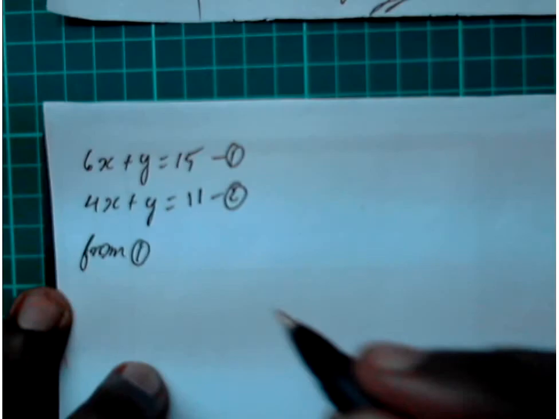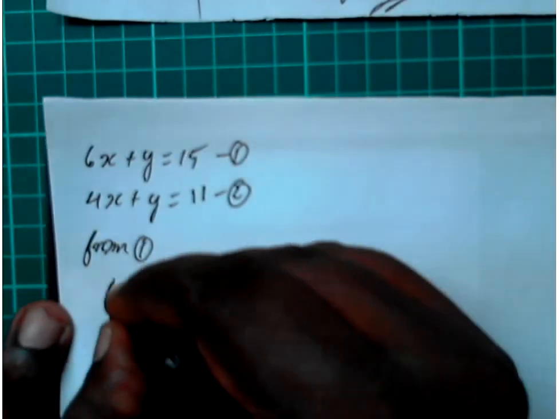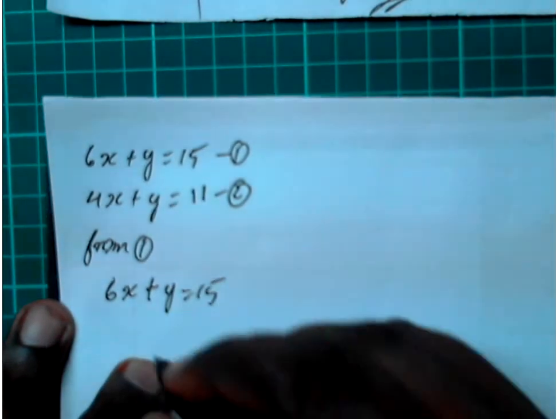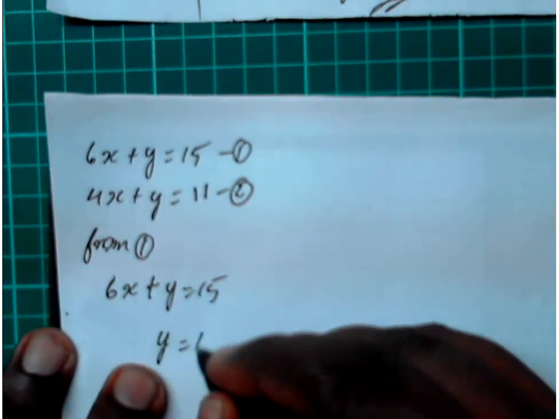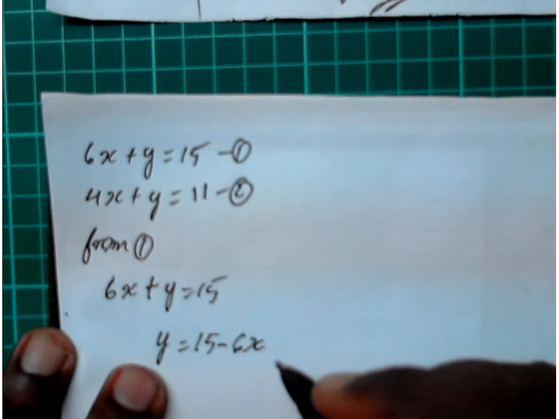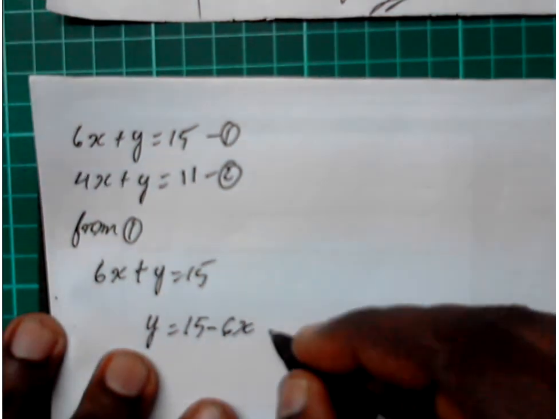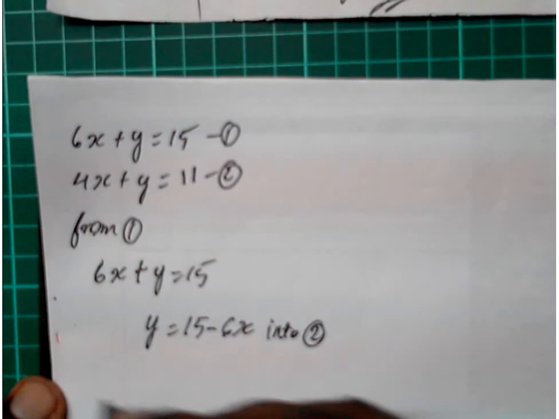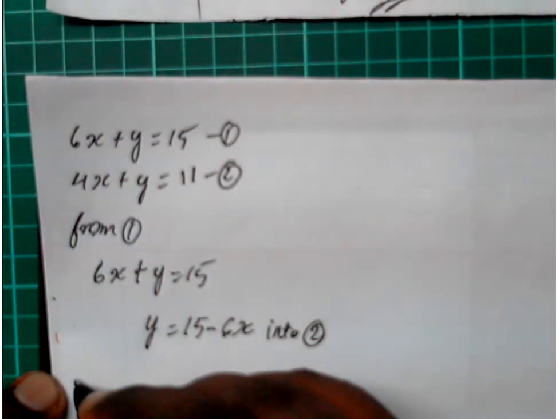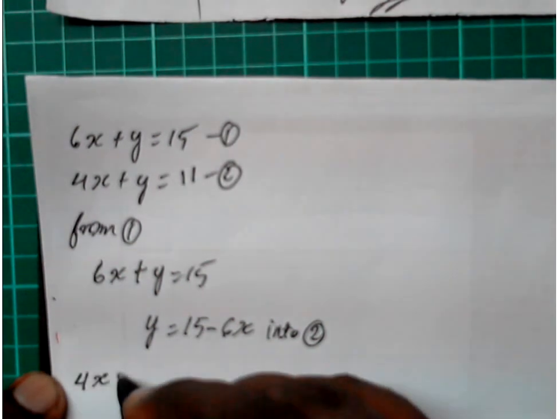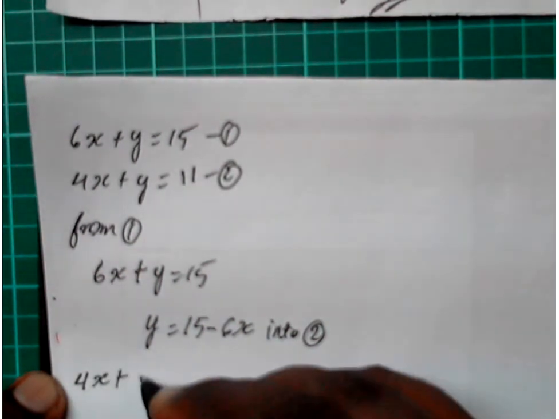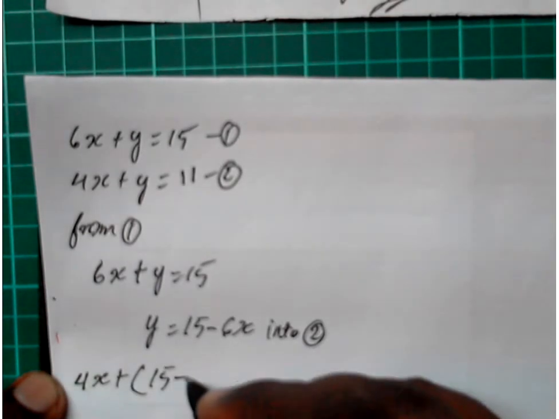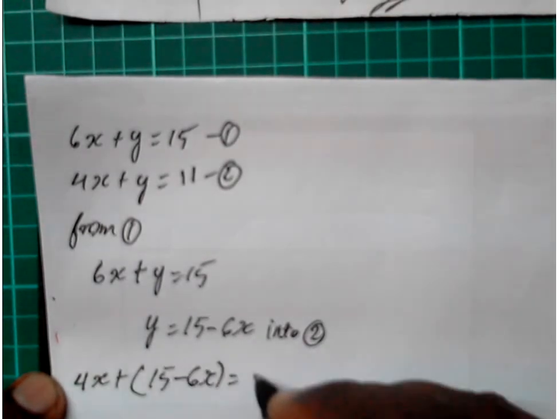From equation 1 we choose 6x plus y equals 15. So y is equal to 15 minus 6x. Okay, and I'm going to put this into equation 2. So I'll have 4x plus y, but y in this case happens to be 15 minus 6x, equals 11.